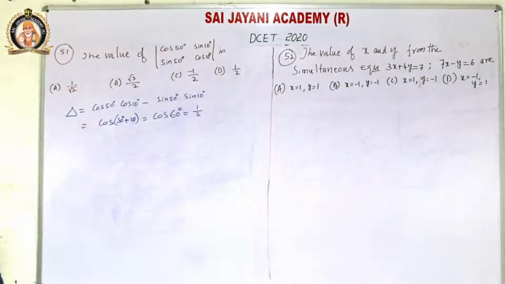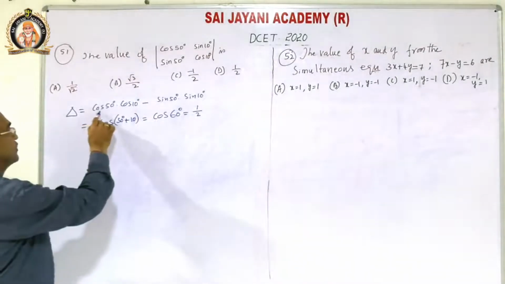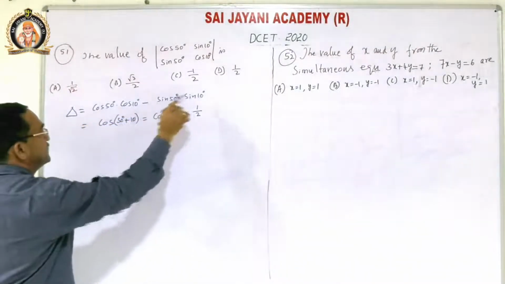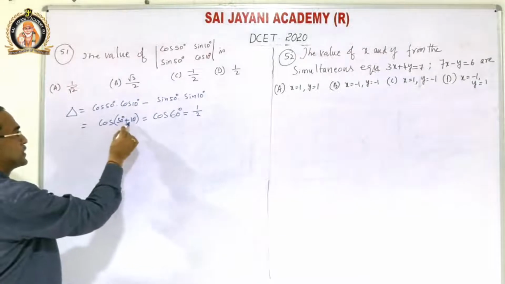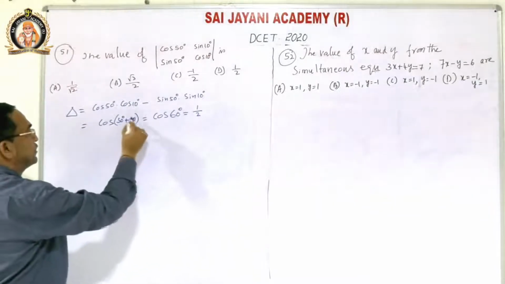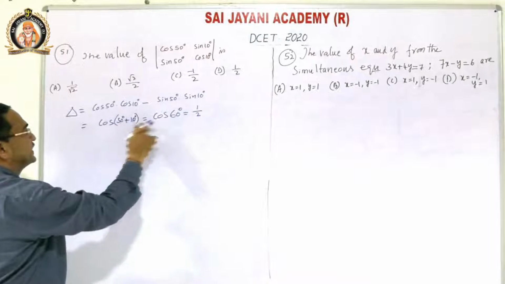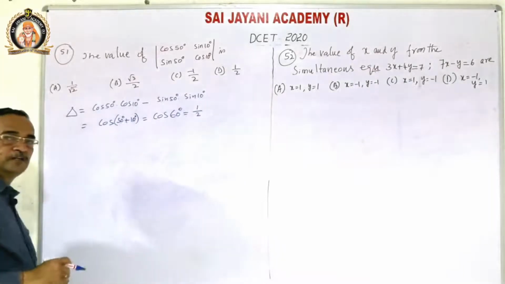Now you check which is the right answer out of these 4. It is very simple. I am repeating once again: cos A into cos B minus sin A into sin B, the formula is cos of A plus B. A plus B is nothing but 50 plus 10 degree, which is 60 degree, and cos 60 degree value is 1 by 2.